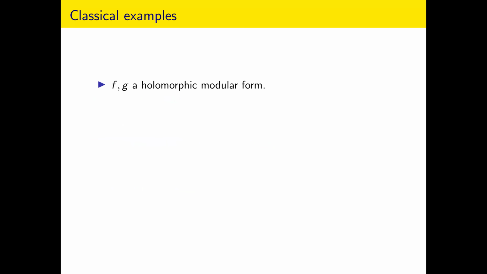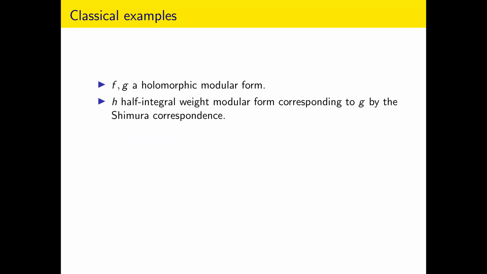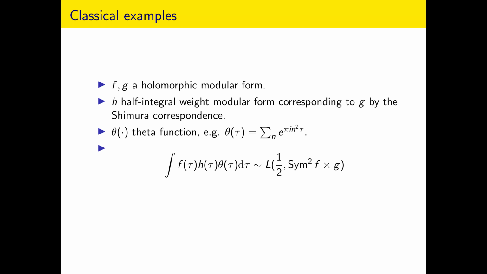Fourier-Jacobi period? So the very classical example is also something that I really like, and it is the following. We take two holomorphic modular forms, say f and g, and we take h. This is the half integral weight modular form corresponding to g by the Shimura correspondence. And we take a theta function, which is probably the most naive theta function that you would like to take. And then you consider this integral, which is the combination of the three. So you have f, which is a holomorphic modular form, and you have h, which is a half integral weight modular form, and you have theta, which is of weight half. Then you multiply them together, and then you can integrate that on the fundamental domain, on a pseudo fundamental domain.